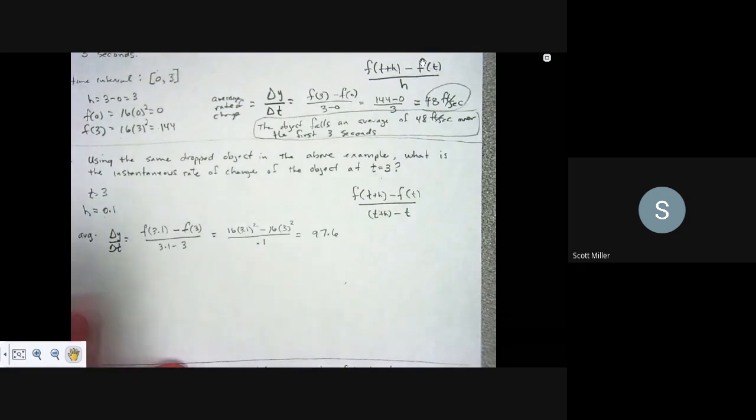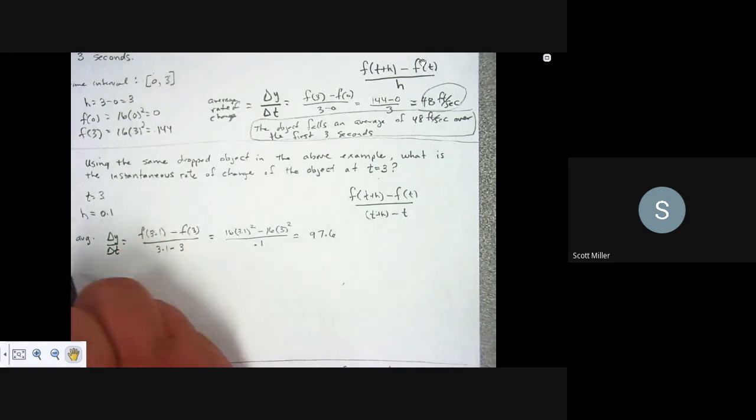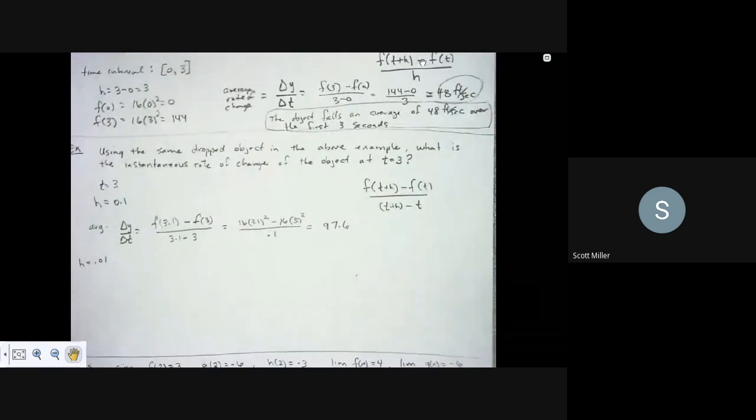Okay? But what I'm showing you is how you need to display your work. So the next one is, well, let's make h smaller. Let's get closer to 3 instead of at 1/10. Let's make h 0.01. So now we're at 100.